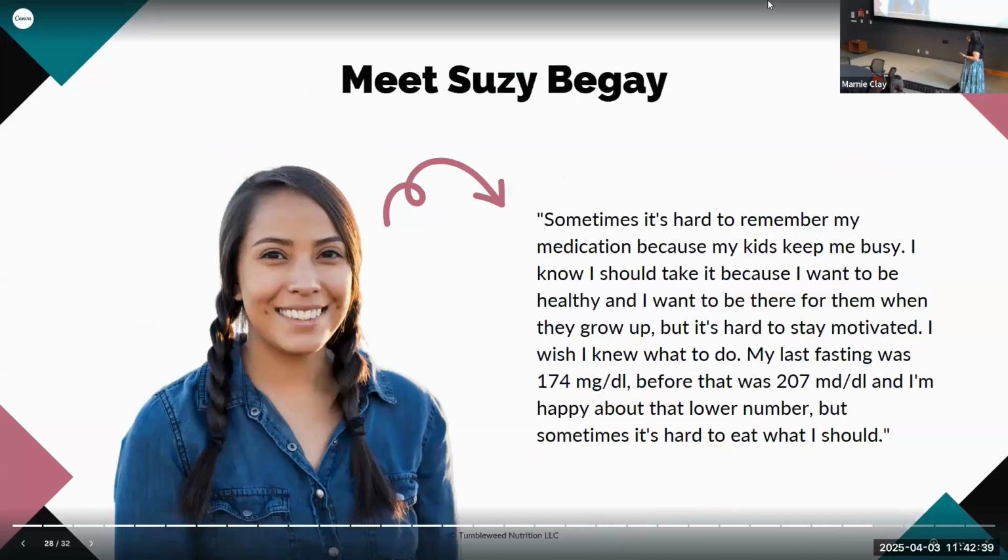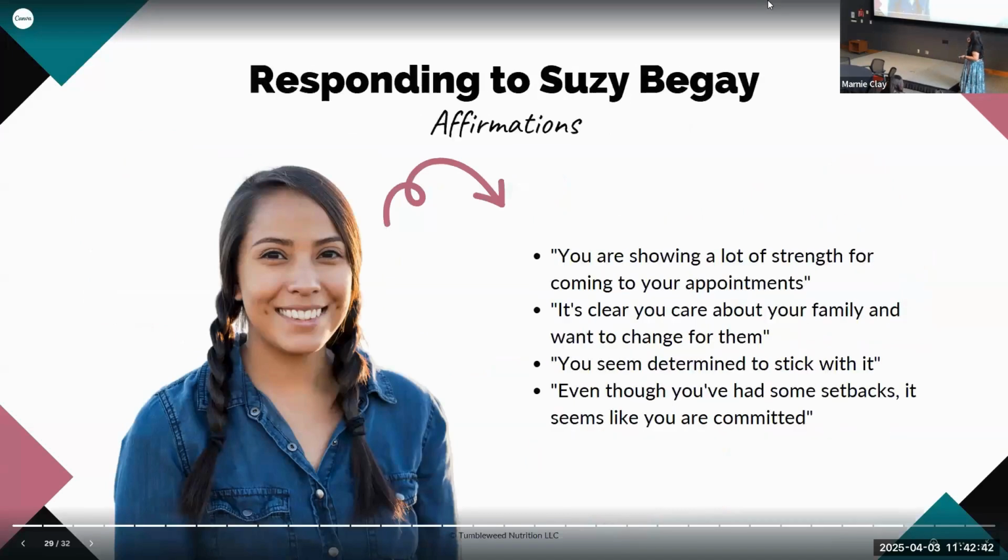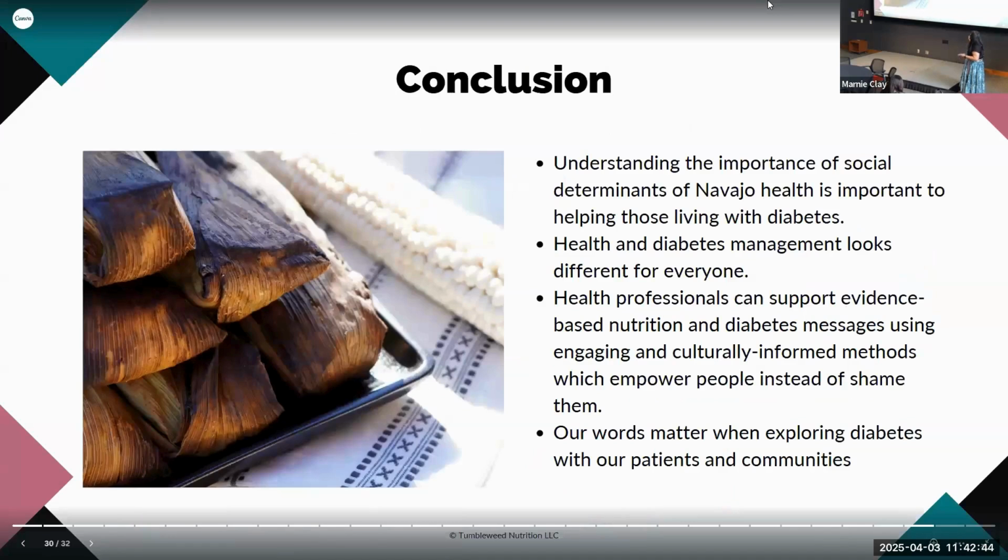There are some other examples, and I did have a case study, but we'll skip that. The conclusion is that we need to understand social determinants of health when we're talking about diabetes education. We can support evidence-based nutrition messages, but we can also make sure that we're customizing and tailoring them for our Native communities. And also understanding that our words matter. It's very important to make sure that we are talking in a way that supports collaboration.